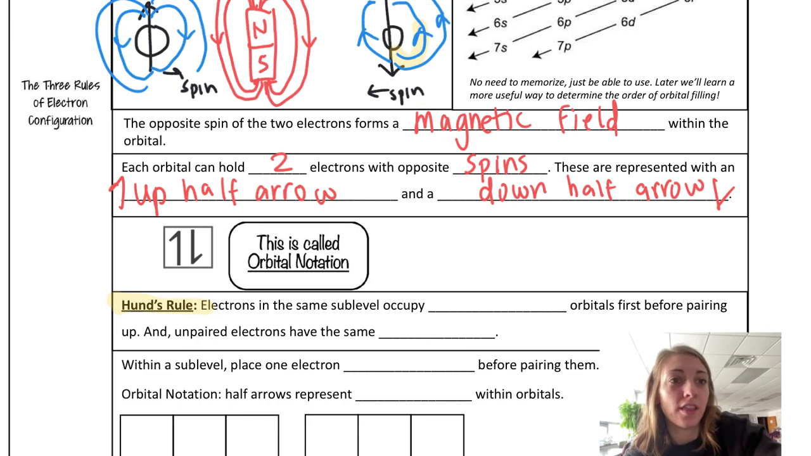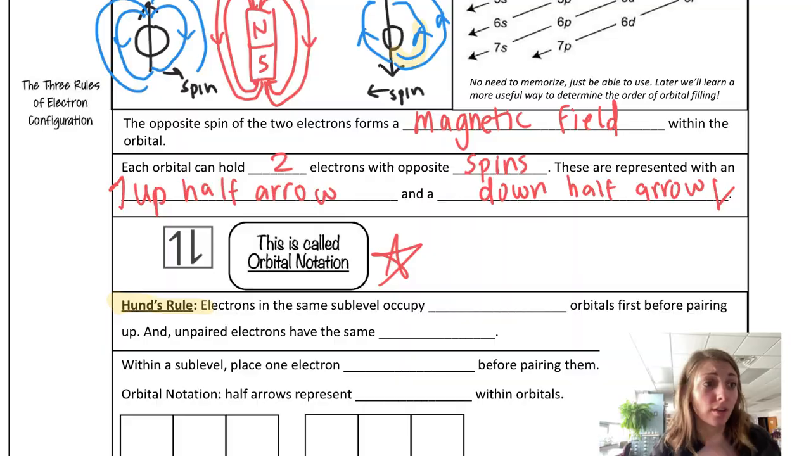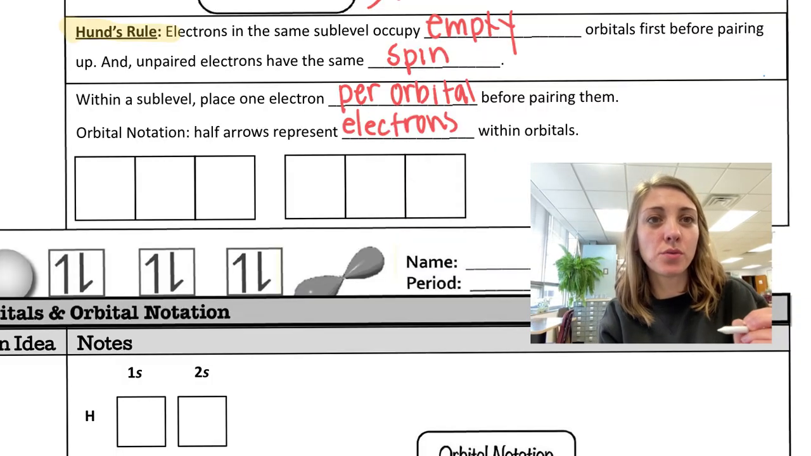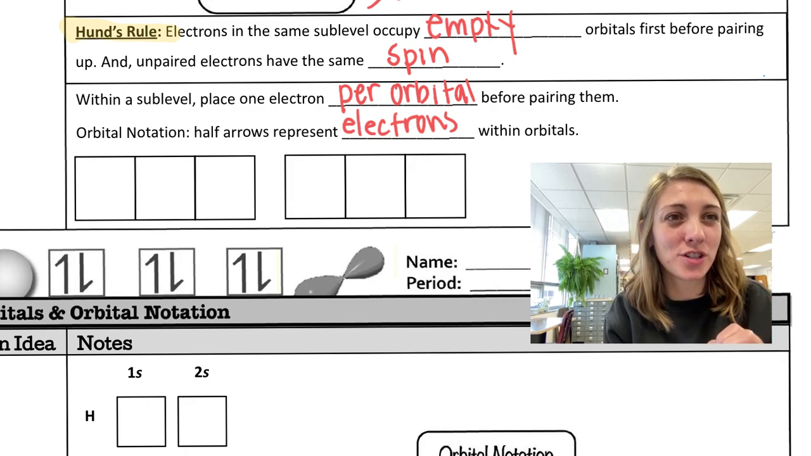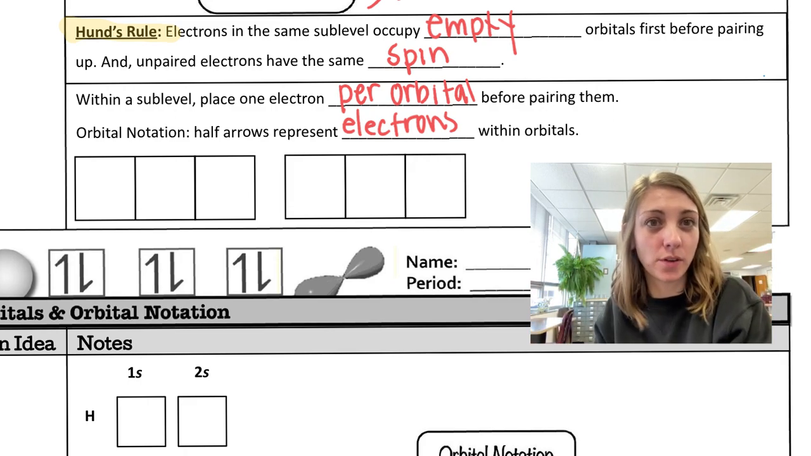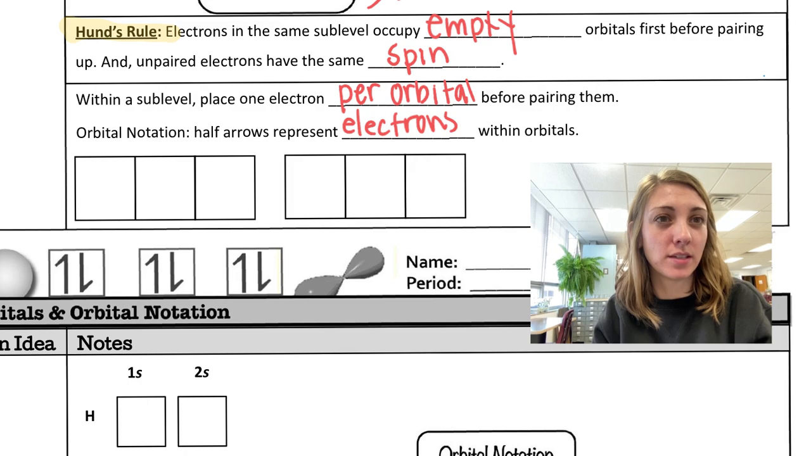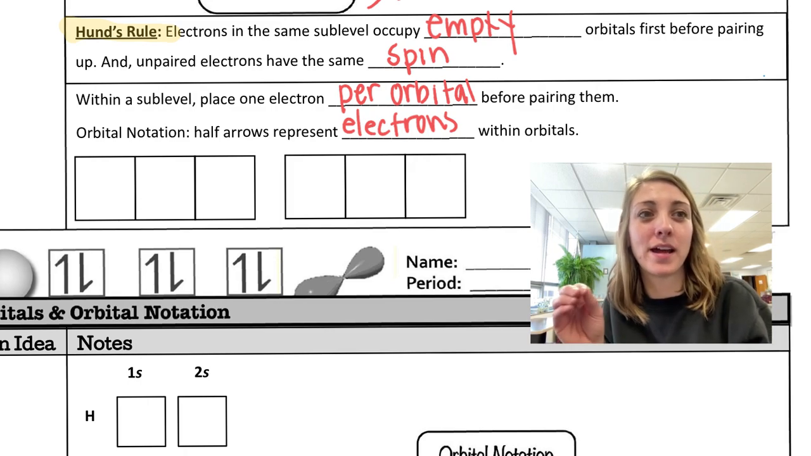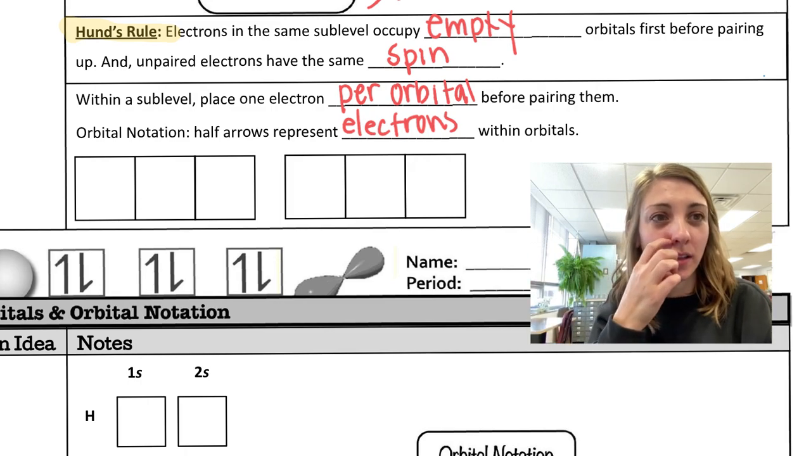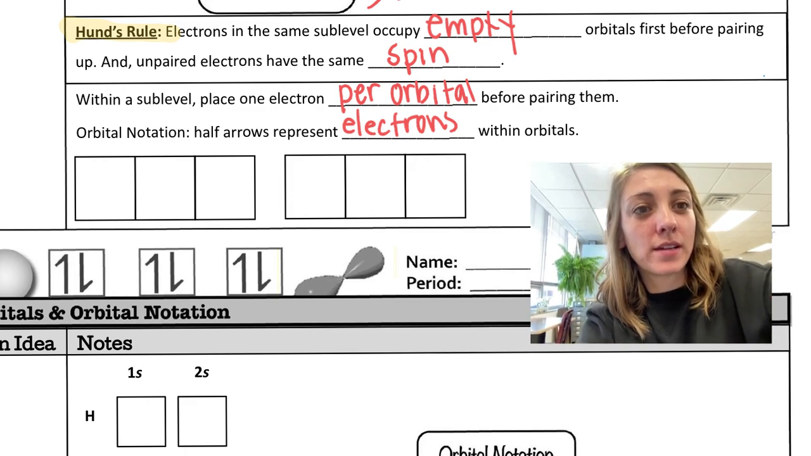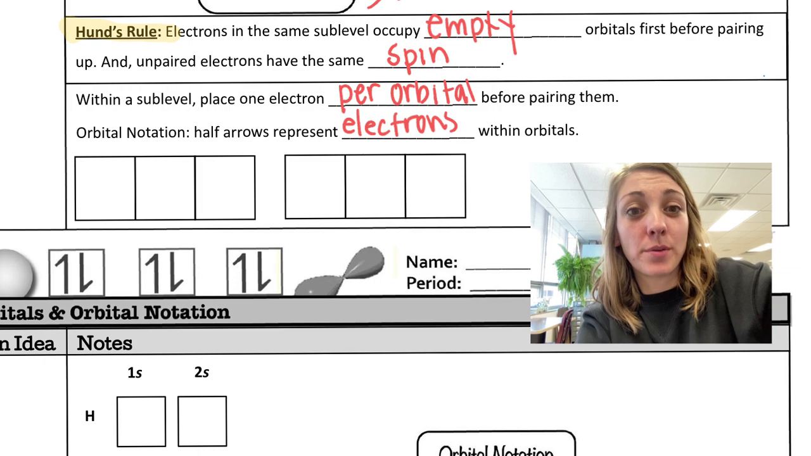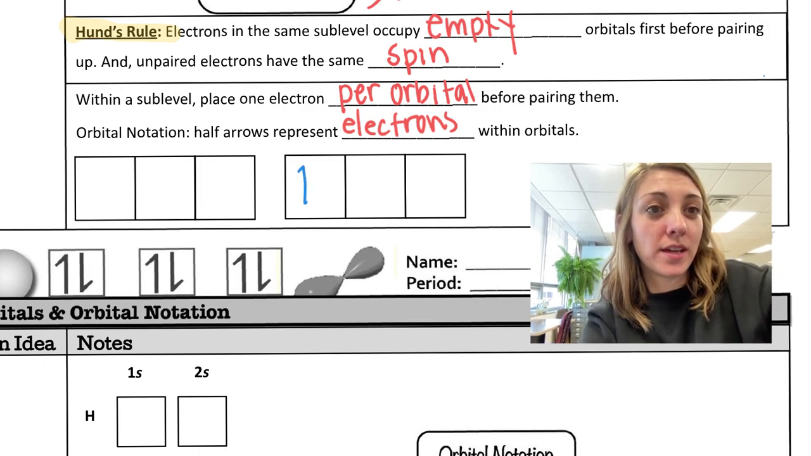So you can see that this is called orbital notation, and that's what we're going to be focusing on in this section. And then the last rule is Hund's rule, and this just says that electrons in the same energy level are going to fill in the empty orbitals first before they pair up, and if they're not paired up, they're going to have the same spin. Let me just show you here. So this would be the correct way to do it, and see, now I'm drawing with a highlighter.